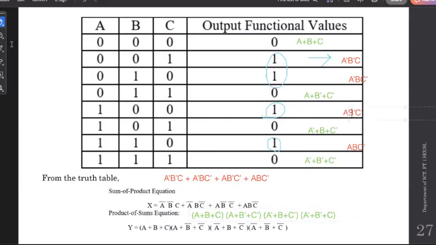Others any doubt or is it fine? Can I continue? Okay, miss, continue.